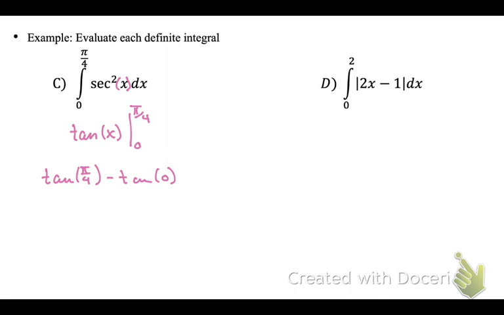So what's the tangent of pi over 4? Good question. I don't remember how to do this. 45, 45, so it'd be square root of 2 over the square root of 2, so it'd be 1. And then the tangent of 0 is 0, so the answer is 1.